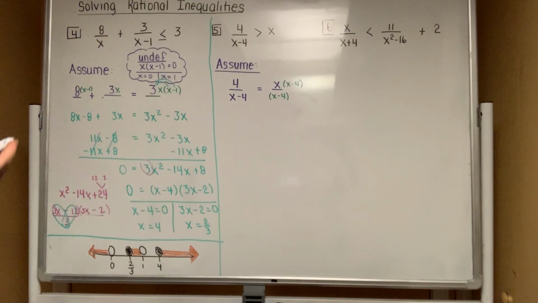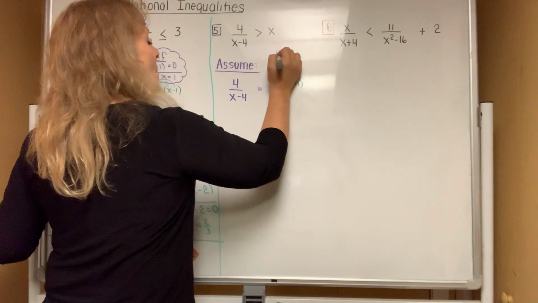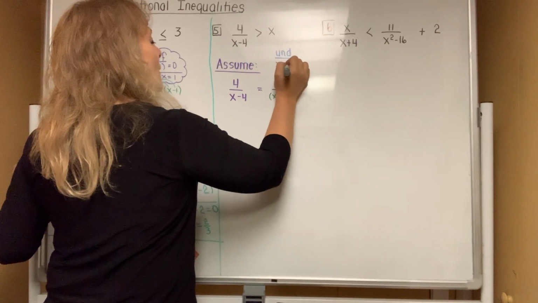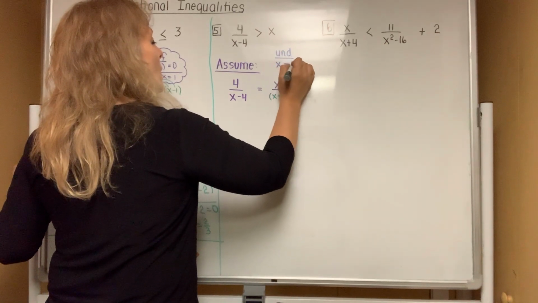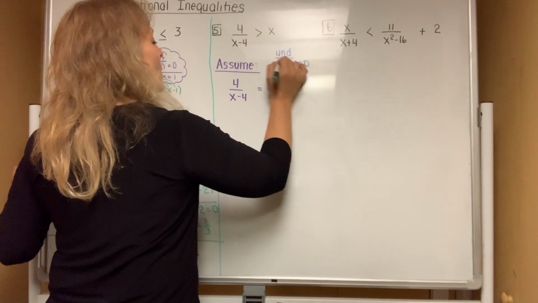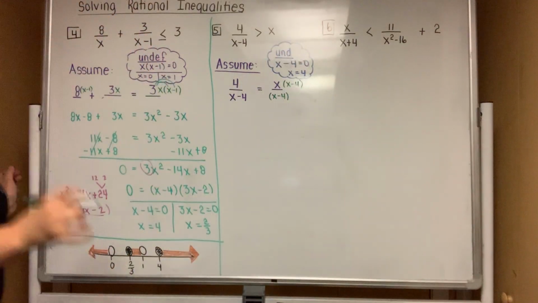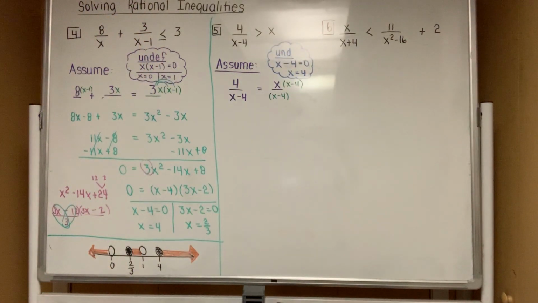Put in the adjustment that you need, and as long as you got the common denominator going on, you can then look for undefined. Undefined is when your common denominator is equal to 0. And that would tell you it's undefined when x is equal to 4. That number 4 will go on the number line with an open circle above it.